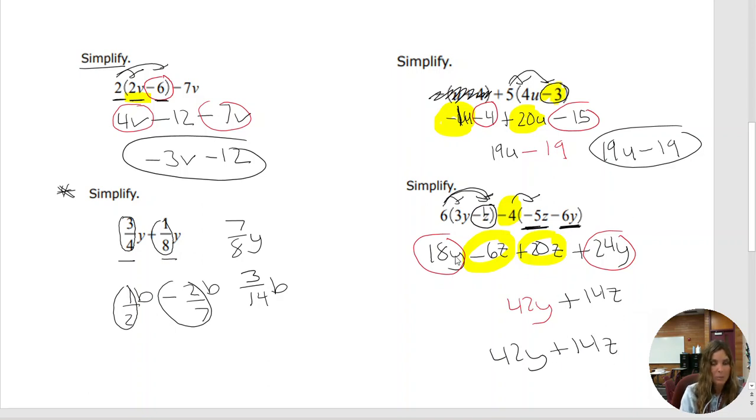So I hope this was helpful. You guys have a practice assignment to do on ALEKS that is called Simplifying Expressions Test Retake Extra Practice. So after you watch this video, go ahead and do that extra practice, and then you'll be able to retake your test next week.